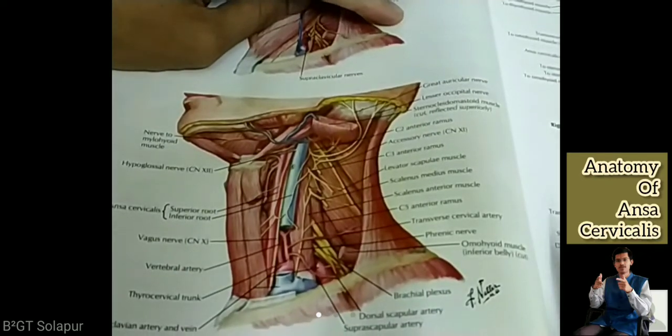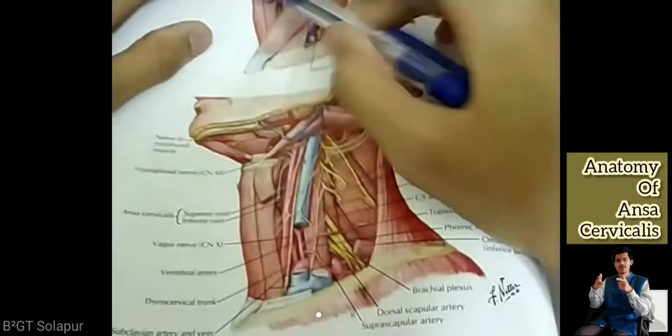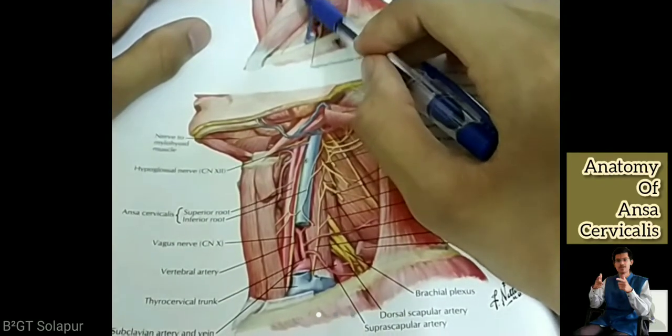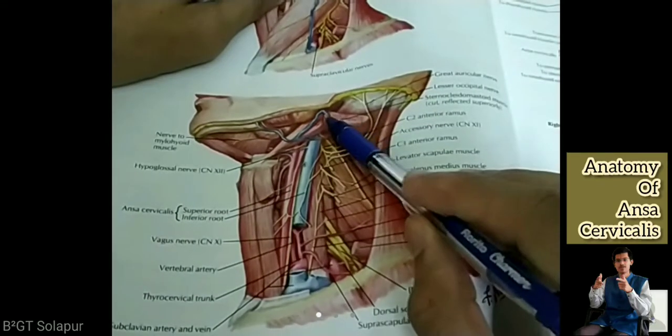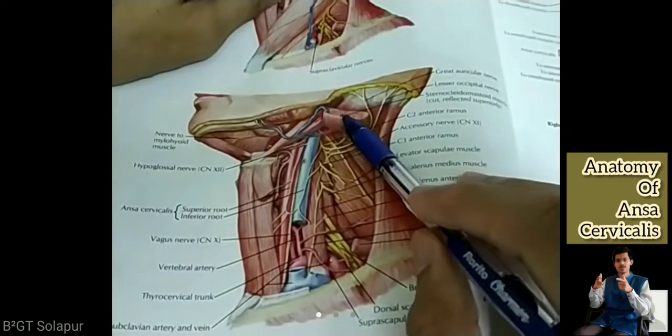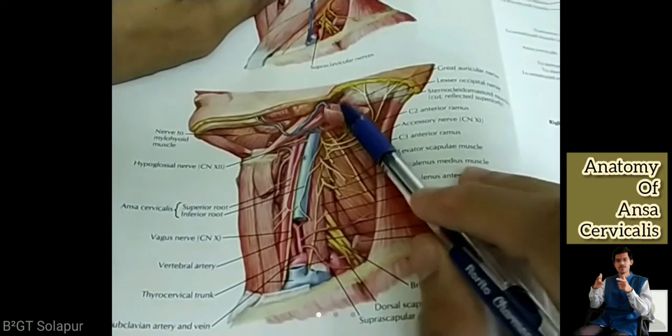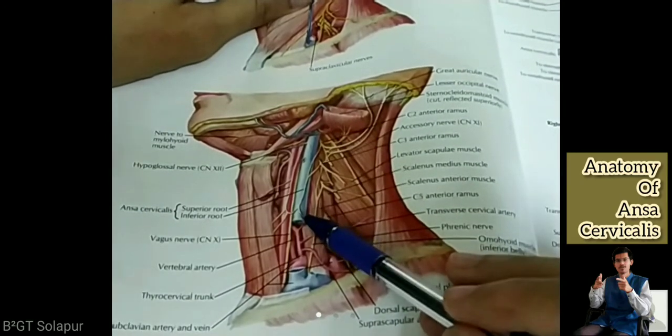Okay. Now can you see? We have already removed this sternocleidomastoid muscle. So this is the cut end of the sternocleidomastoid. Are you able to see the cut end of the sternocleidomastoid? Now we have also cut this internal jugular.